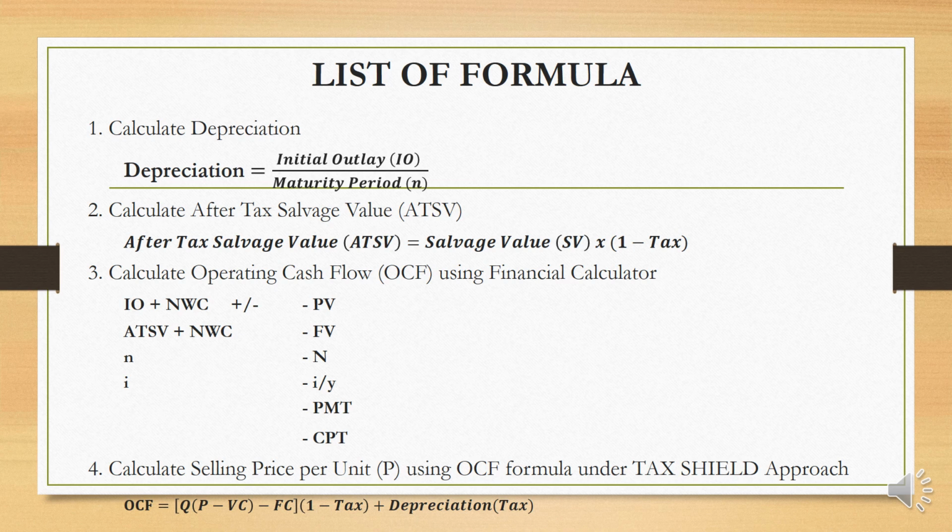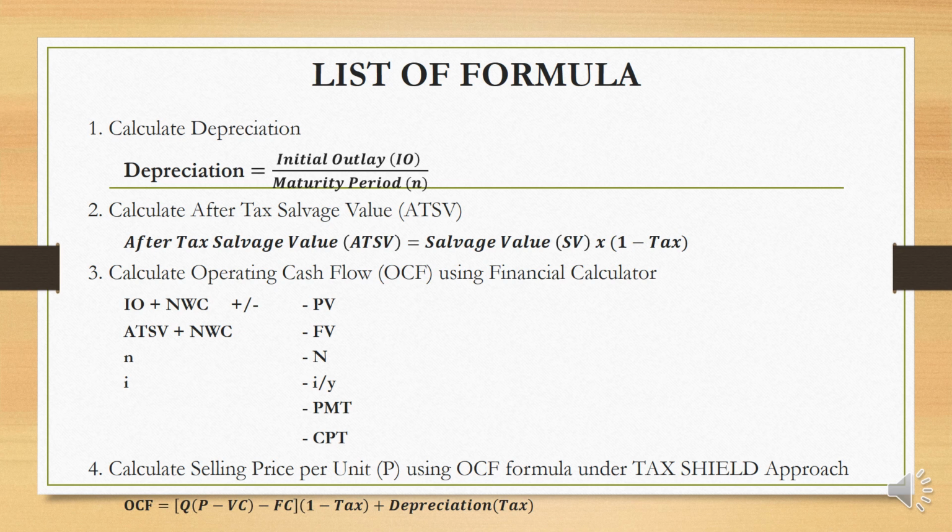To calculate the selling price per unit, which is P, there are several formulas that you should know. The first formula is on how to calculate depreciation, where depreciation equals initial outlay or project cost divided by the maturity period. And the second formula is on how to calculate after-tax salvage value, which is ATSV, where ATSV is equal to salvage value before tax times 1 minus tax.